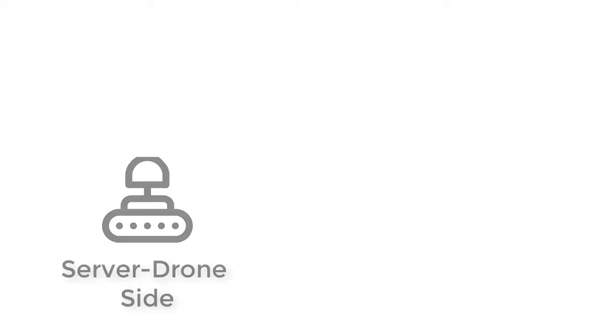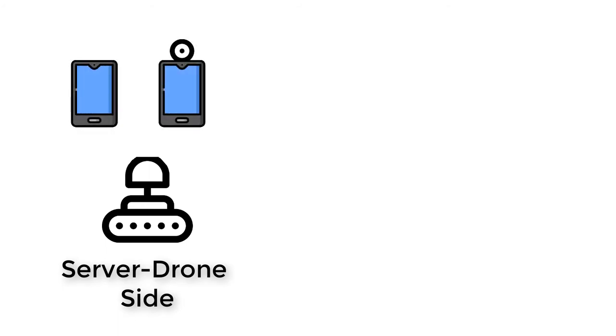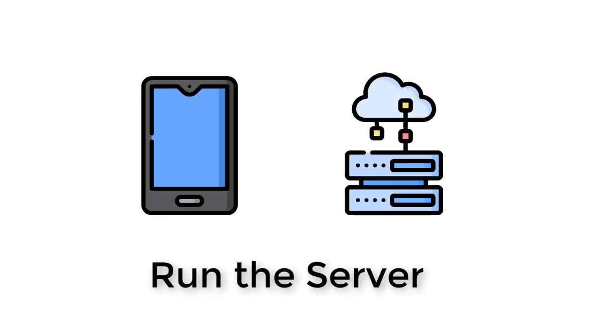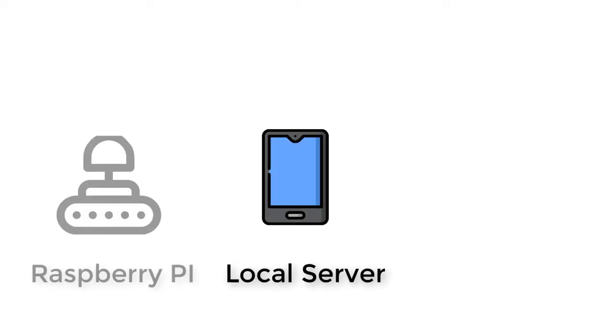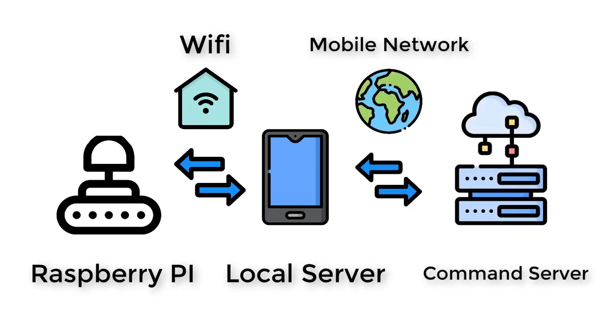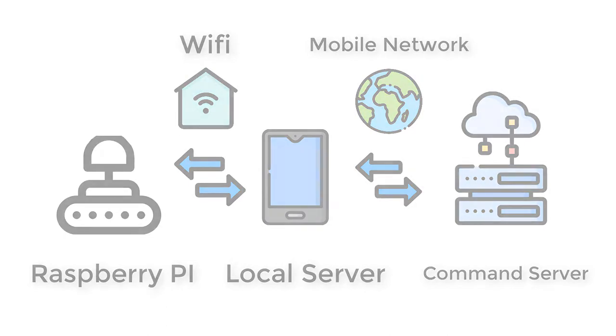For this tutorial we will need 3 Android mobile smartphones, 2 on the side of the robot and 1 on the side of the pilot. We will run the server in one of the smartphone devices. This device will connect the Raspberry Pi with the remote command server we saw in the previous video.